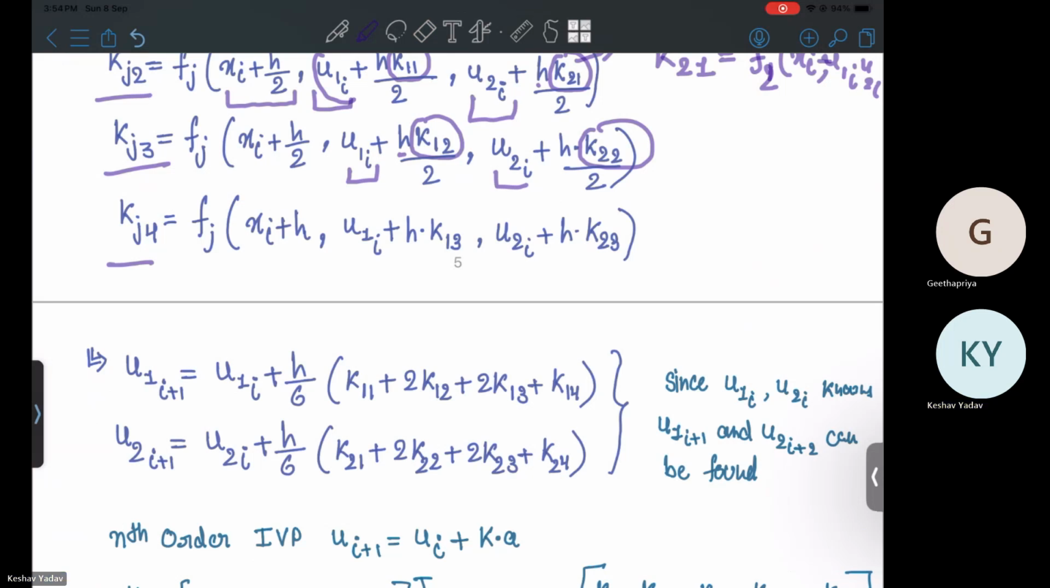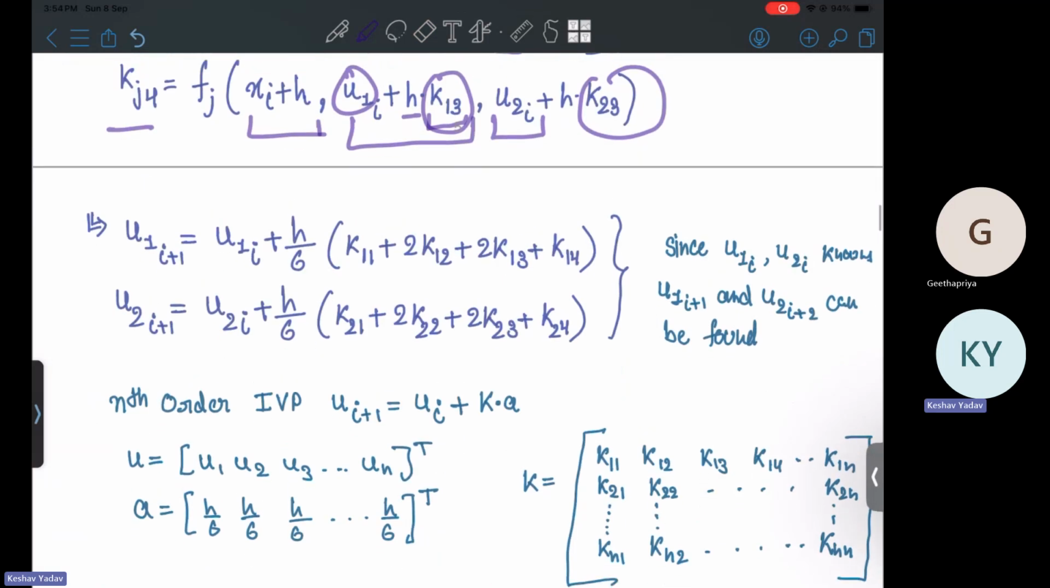Okay, like that k4 also we can write. That will be equal to function value at xi plus h, u1 at i plus h, then k3 will come, in u1 k3 will come from the first equation, and in u2 k3 will come from the second equation.